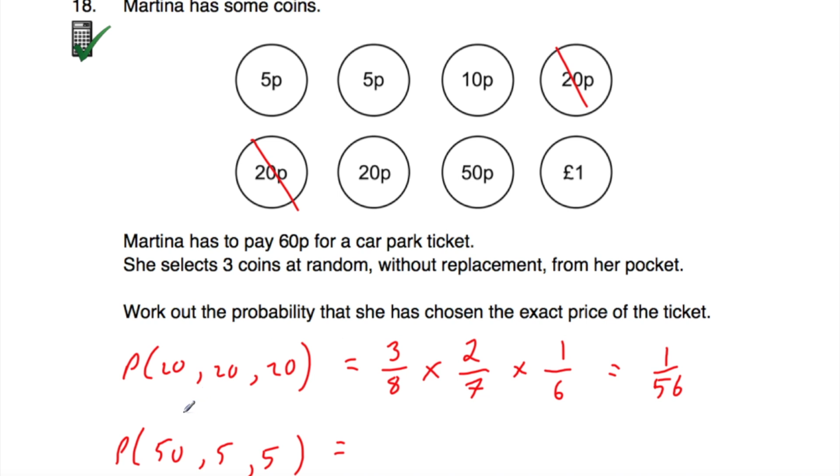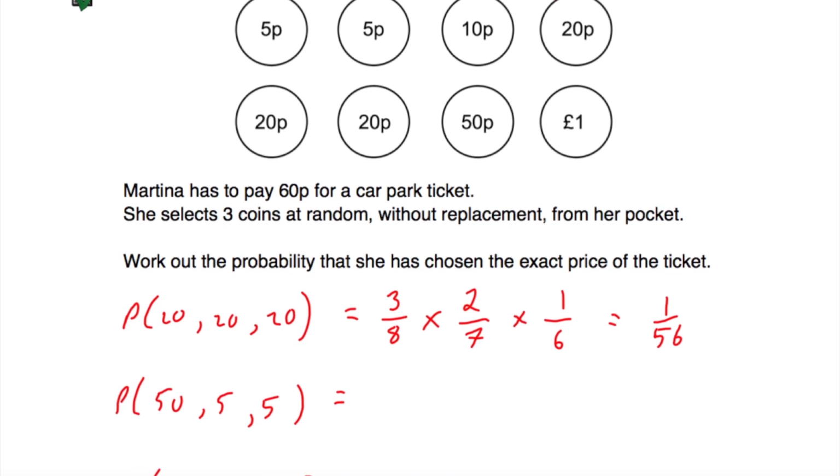Okay, now let's have a look at a 50p, a 5p, and a 5p. Okay, so let's make sure we put those 20p's back in, this one and this one. Okay, so a 50p, a 5p, and a 5p. So the first coin being a 50p, well, there's one 50p coin out of the 8 coins, so that'll be 1 out of 8. And then multiply by, 50p's been picked out, a 5p. Well, there's 2 5p coins out of the 7 coins that are left, so that's going to be 2 sevenths. And then if that's taken out, there'll be one 5p coin left, so that'll be 1 out of 6.